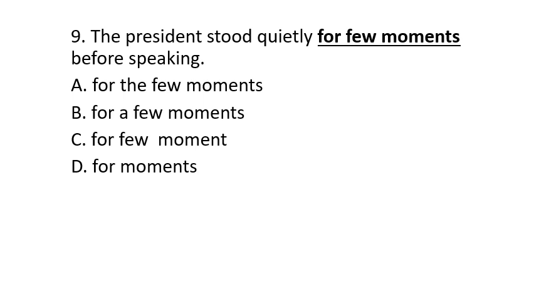Here's why. A few is the correct quantifier to use with plural nouns like moments. It indicates a small, indefinite number. The few implies a specific limited number of moments, which doesn't fit the context. Few moment is grammatically incorrect, as moment is singular and few requires a plural noun. For moments, letter D, is grammatically correct but lacks the quantifier to indicate a specific duration. Therefore, for a few moments is the most accurate and natural way to express the intended meaning in the sentence. Again, our answer is for a few moments.